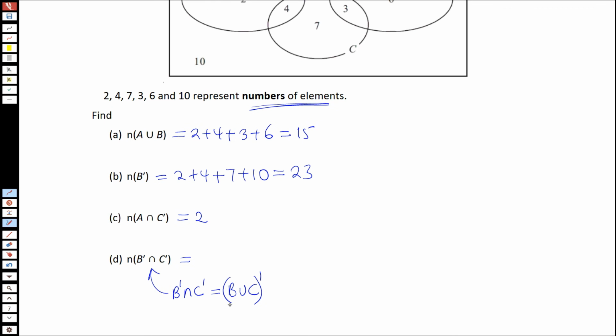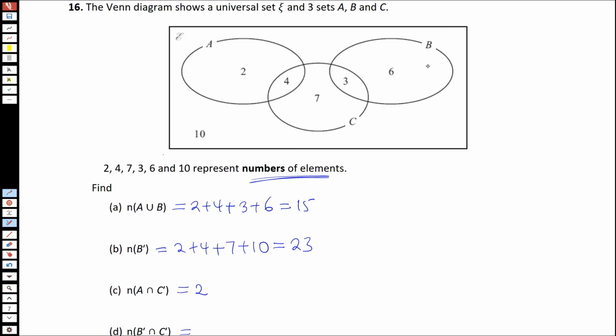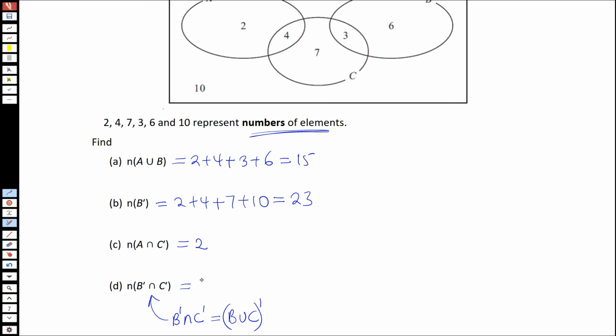It's easier to apply this in this problem than apply that. So here you're just looking at everything outside B or C. And if you look at everything outside B or C, it will just basically be 10 and 2, so that will be 10 plus 2, which will be equal to 12.